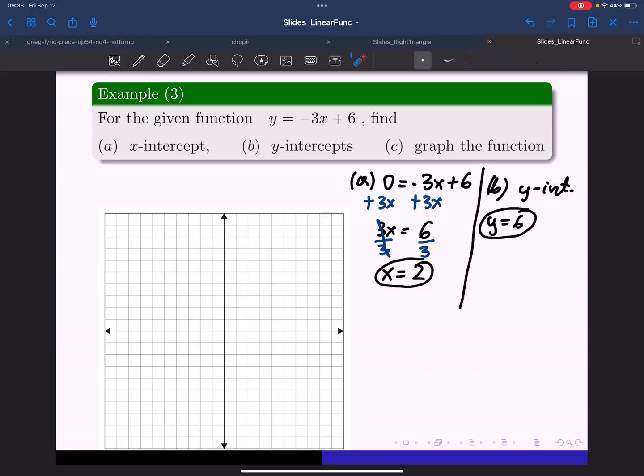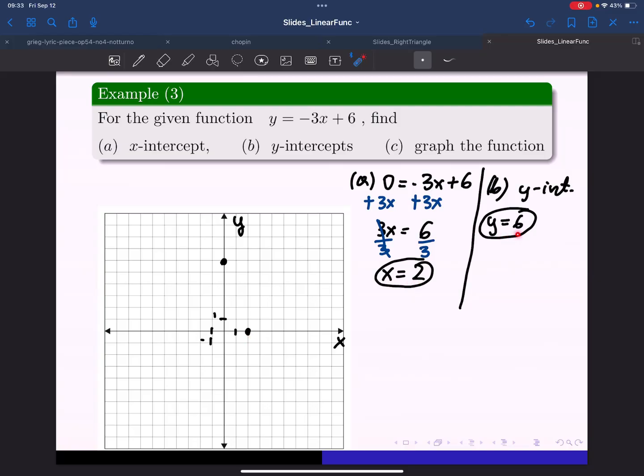We can mark those 2 points. On the x-axis, we mark 1 and 2. So here is my point. This is 1, this is 1, this is minus 1, this is the x-axis, and this is the y-axis. And on the y-axis, we mark 6. On the x-axis, we mark 2.